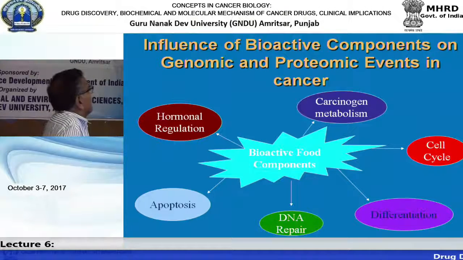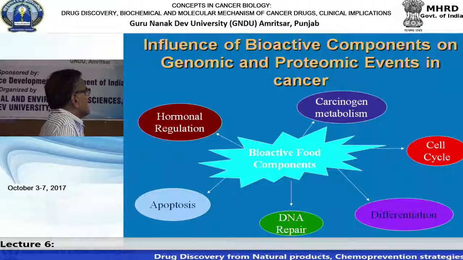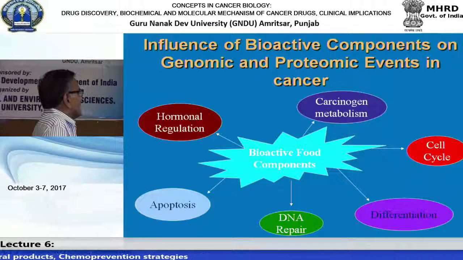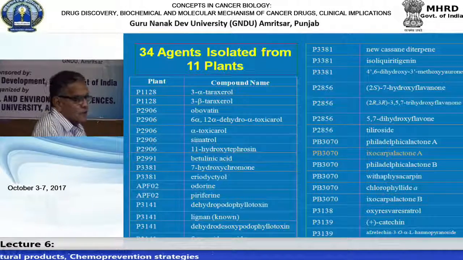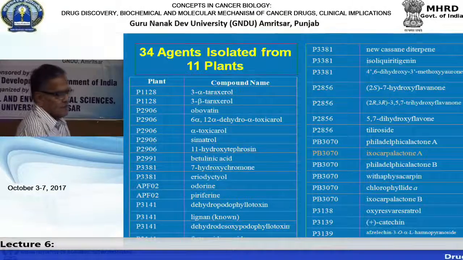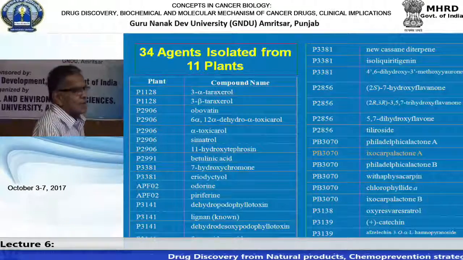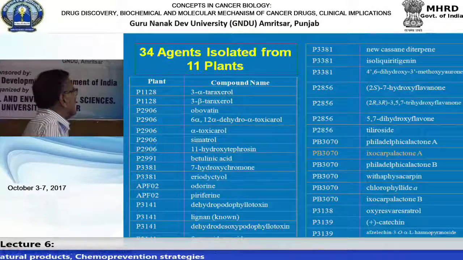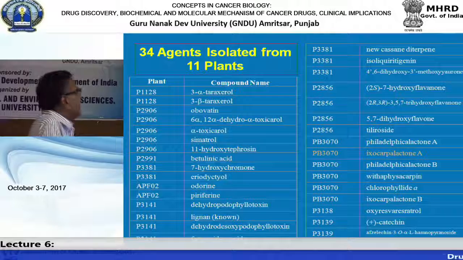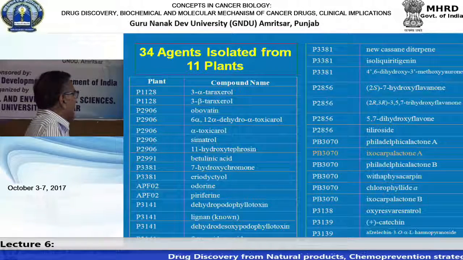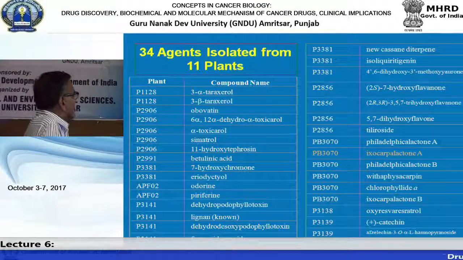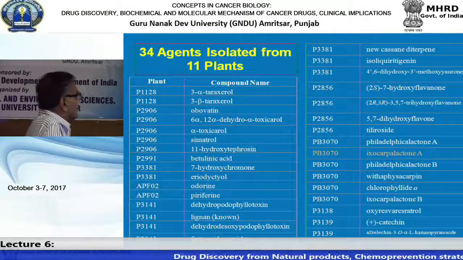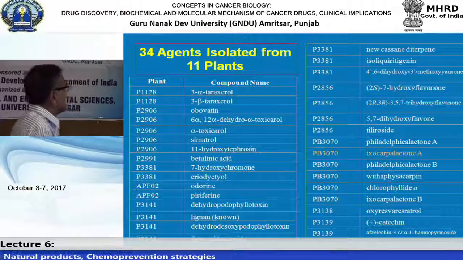Okay. The bioactive compound affects all these systems: carcinogen metabolism, cell cycle, DNA repair, cell differentiation, hormonal regulation, and cell apoptosis. So here is an example from the plant. There are only one or two slides I put, just because you are also in a similar area. When the plant extracts come to our lab, they have a P number, a plant number. From all these plant numbers, the compounds were derived. These are all the different compounds that have been derived from these plants, and they have been tested. This is just an example.